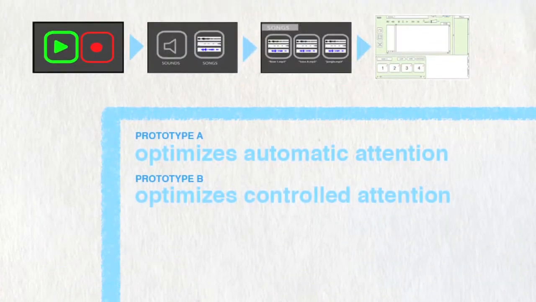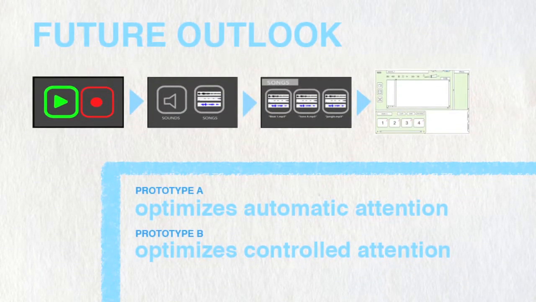The insight we gained is that the prototypes excelled at their features because of how they guided attention. Prototype A's navigation does not require direct attention, and that is why it is efficient. Prototype B is more effective in using controlled attention when composing music. In the future, we would combine the prototypes using the sequence of A with the parallel features of B in the composition screen to create an improved product.